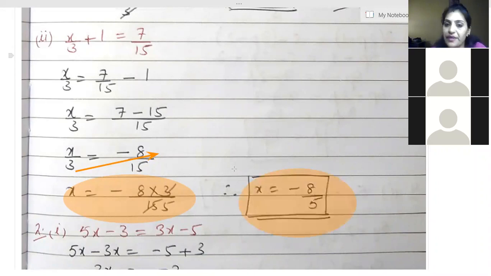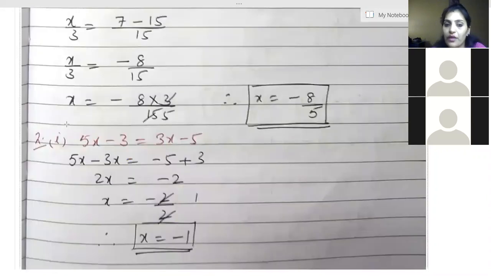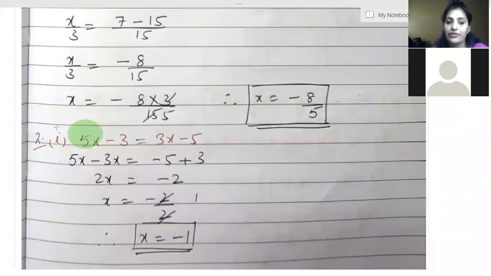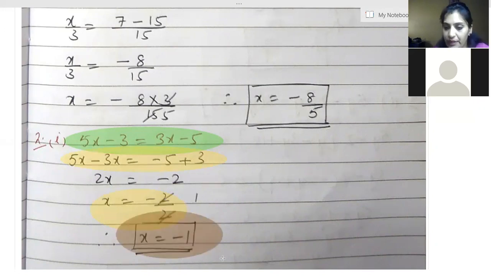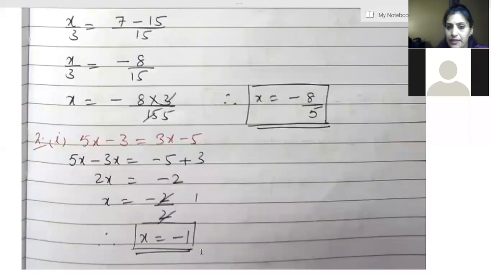Now the next one. 5x minus 3 is equal to 3x minus 5. In this type of question, you are able to see the change: you have a variable on both sides. So we need to collect the variables on one side and the non-variable terms on the other side. So 5x minus 3x is equal to minus 5 plus 3. So x becomes equal to minus 2 by 2, which means our answer will be x is equal to minus 1. So our x came out to be minus 1.